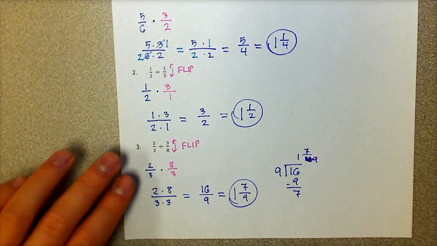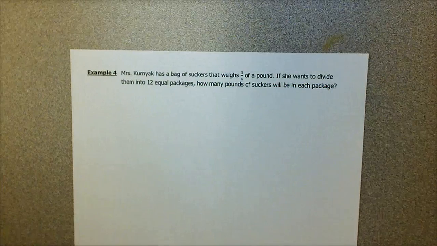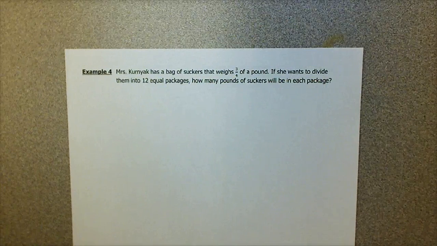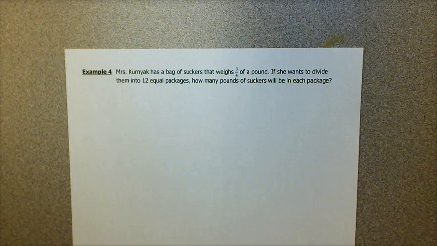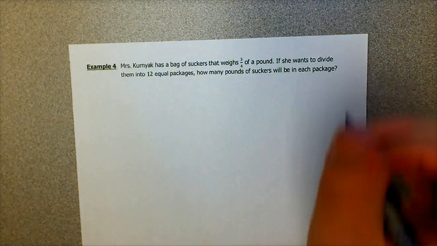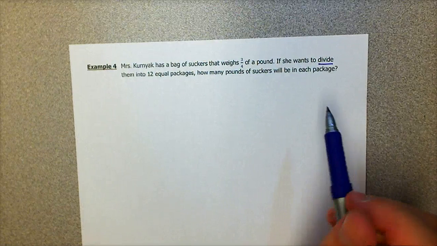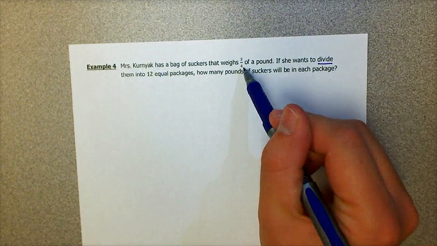Okay, for our word problem on the back, it says Mrs. Kerniak has a bag of suckers that weighs 3/4 of a pound. If she wants to divide them into 12 equal packages, how many pounds of suckers will be in each package? Okay, so for this problem, first of all, it's going to be a division problem. We can see that by that word divide right there. We're taking our entire bag of suckers, which is 3/4 of a pound.